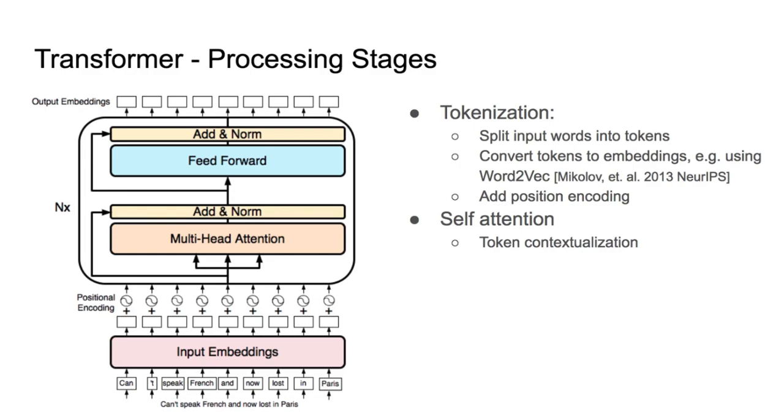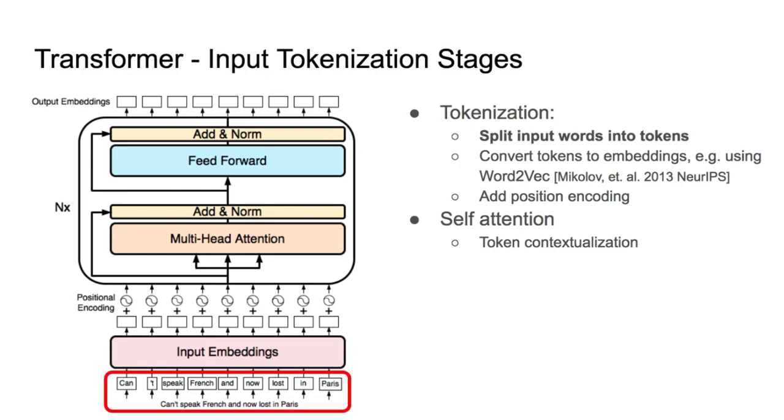First, let's spell out the input words for clarity. Let's start from the bottom. We split the words into tokens. The average number of tokens in a word is 1.3. We can say that approximately 1 in 3 words have multiple tokens. We have an example here where the word can't is split into tokens can and apostrophe t.